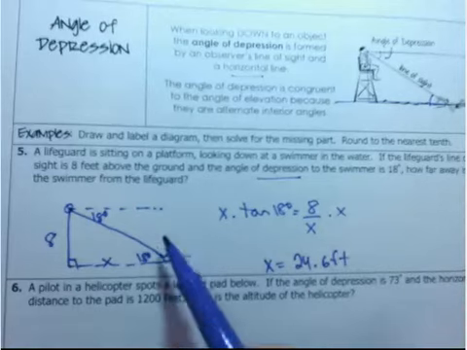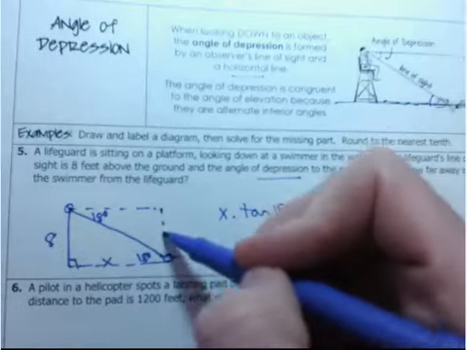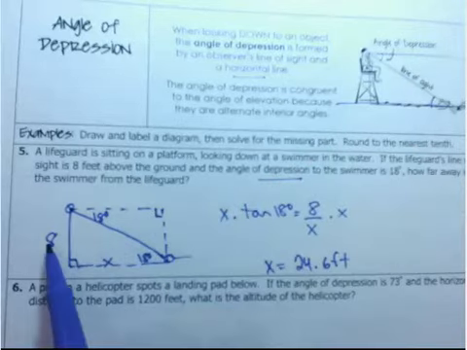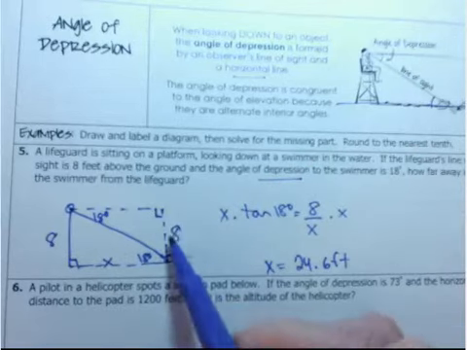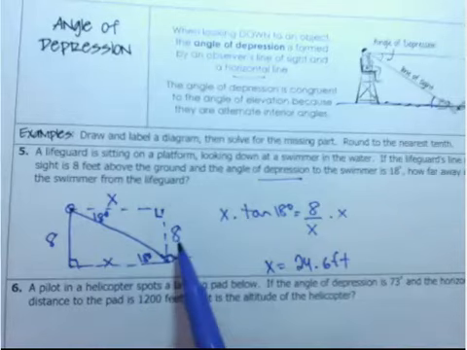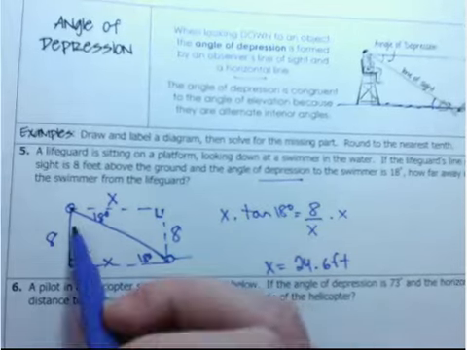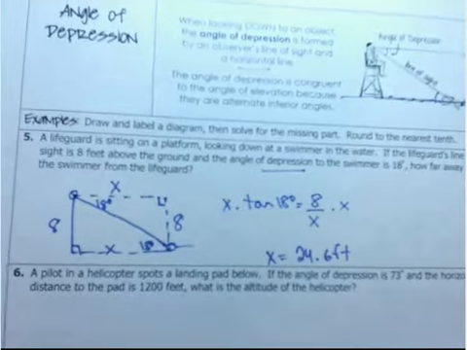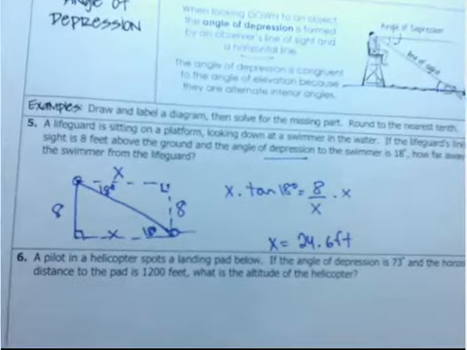Now you could have also used this triangle right here if you'd like. This is a right angle. If that's 18 degrees, we know that this over here is 8, and then this x would be right here. So you could look at that, but more traditionally we kind of come down and use the angle of elevation. Okay, so that was number 5.